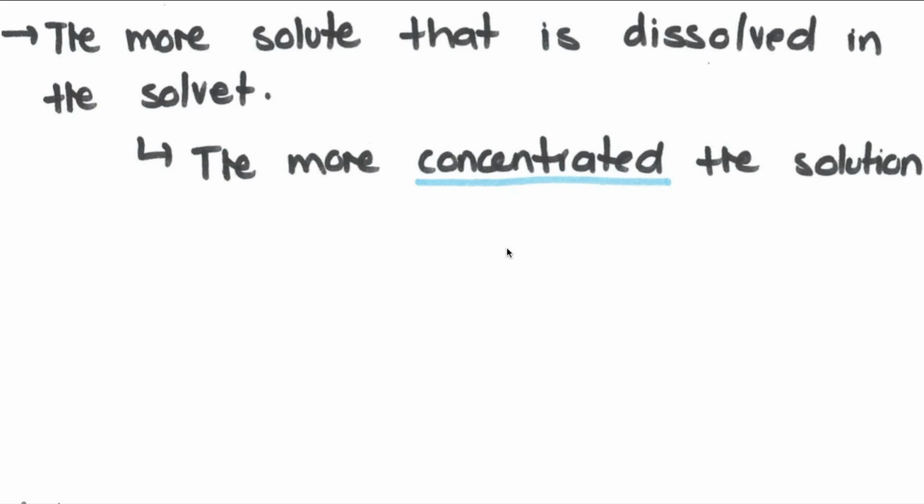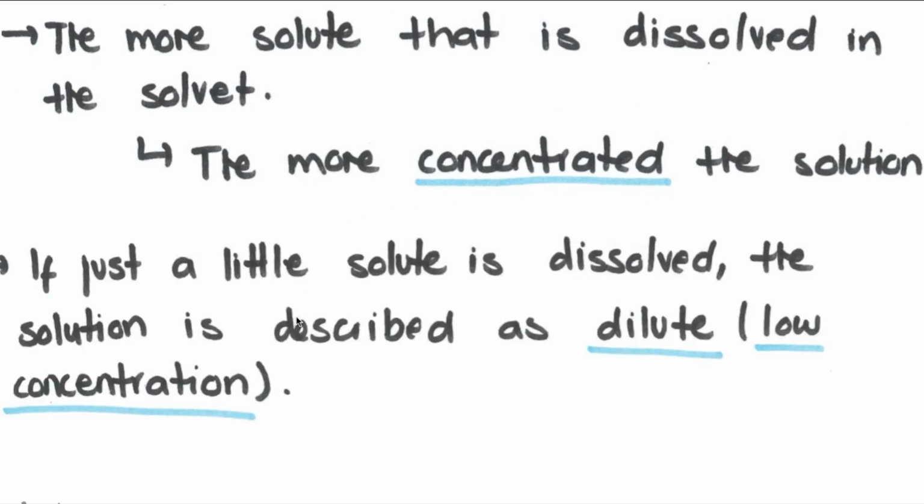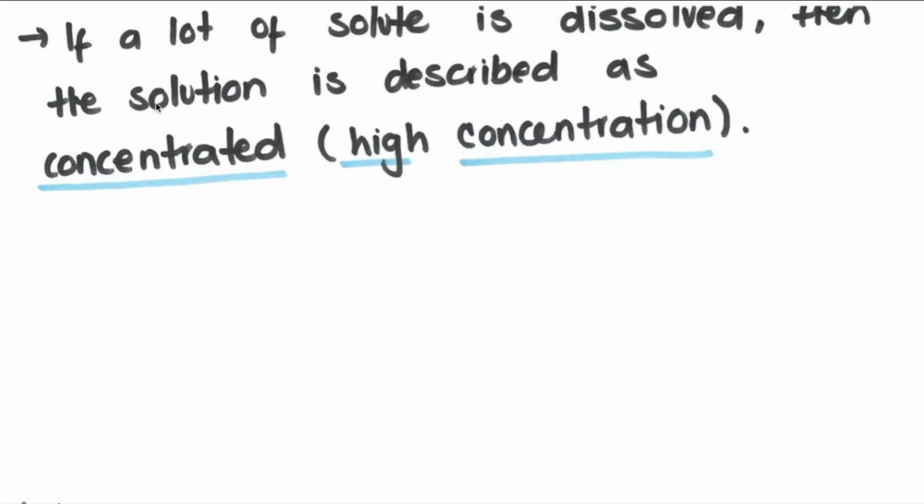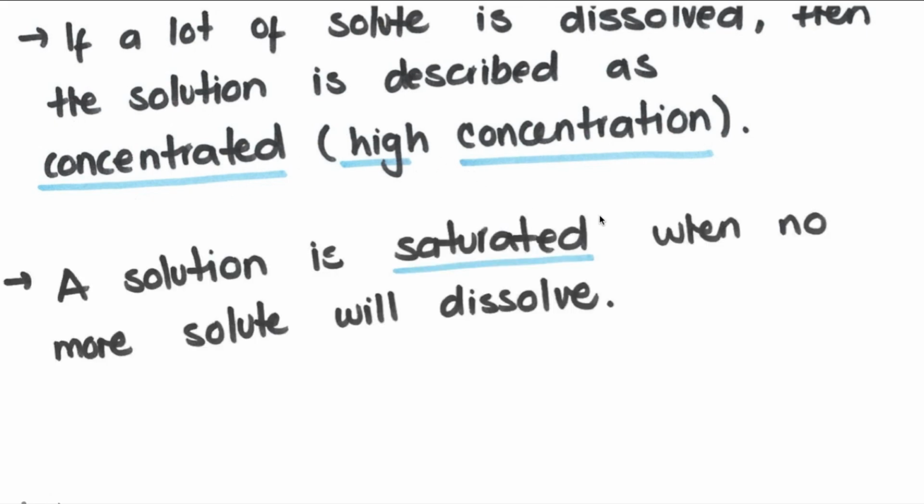So think about this. If I have a glass of water and I start pouring salt and mixing it together, if I put only 1 teaspoon of salt, then it is not too bad, you can still drink it, agree? But if I keep pouring more and more salt, it's going to become much more concentrated. If just a little solute is dissolved, the solution is described as dilute, which means low concentration, okay? If a lot of solute is dissolved, then the solution is described as concentrated, or high concentration.